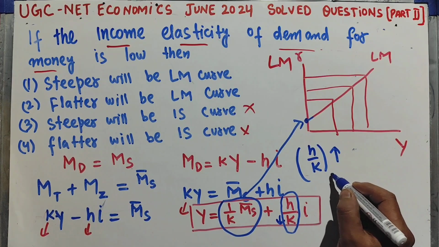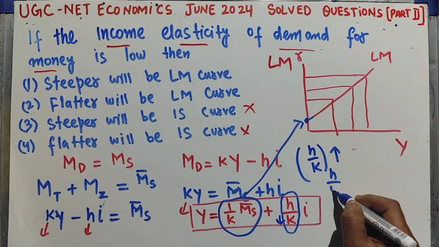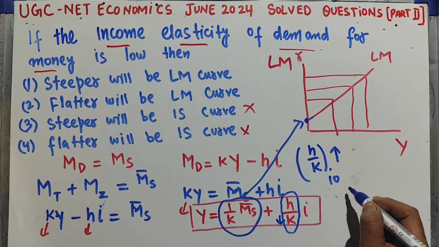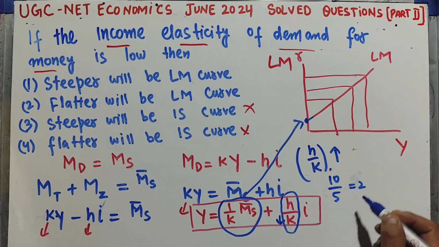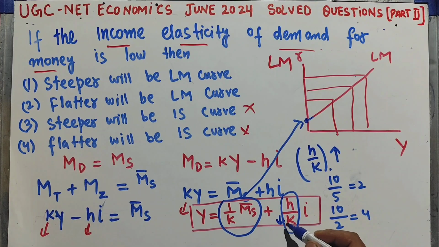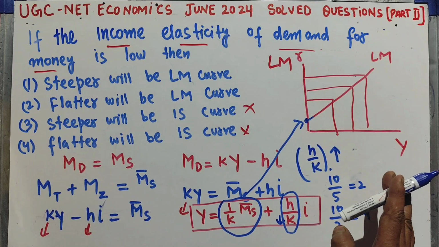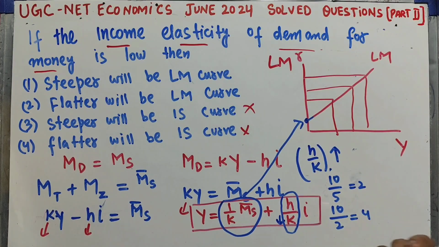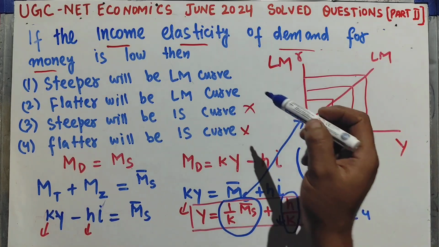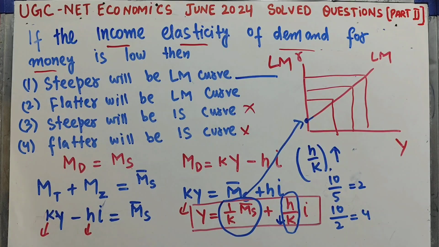The thing is, let us say we have H upon K. In place of H we have 10. Initially we have 10 upon 5, which is 2, and if K becomes low, that is from 5 to, let us say, 2, it becomes 5. Obviously, when this K decreases, the slope becomes steeper. That means the correct option should be that when the income elasticity of demand for money is low, then the LM curve will be steeper. The correct option should be the first option.